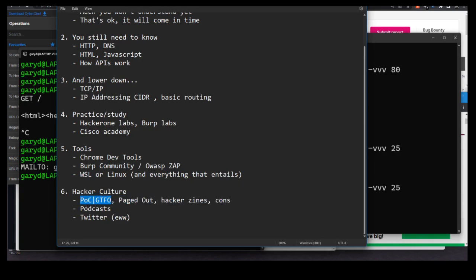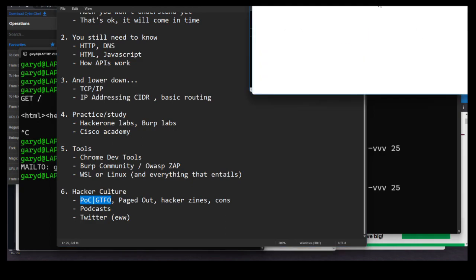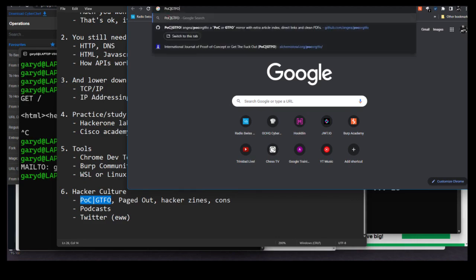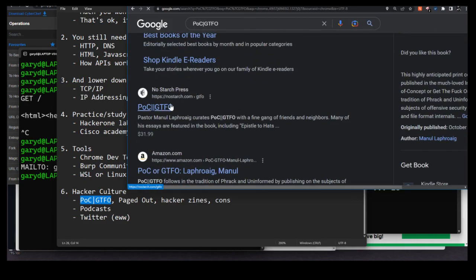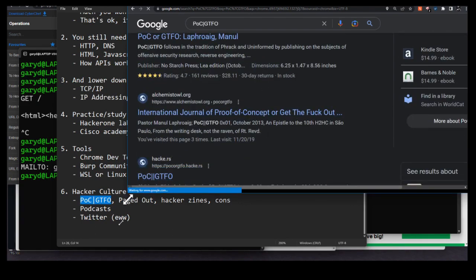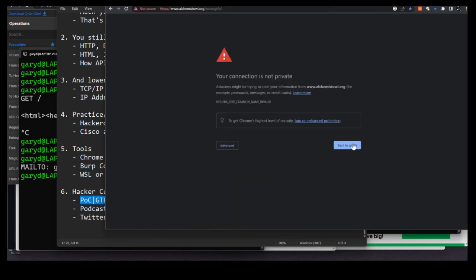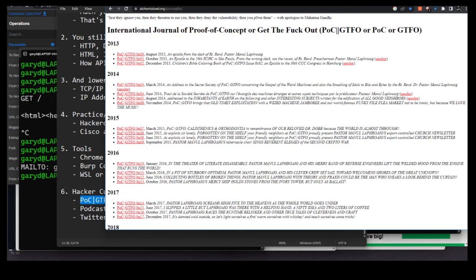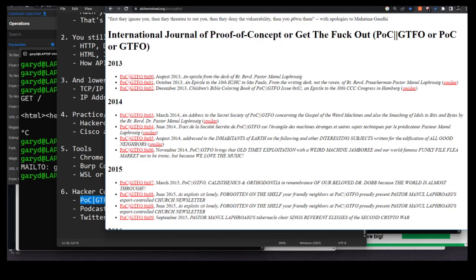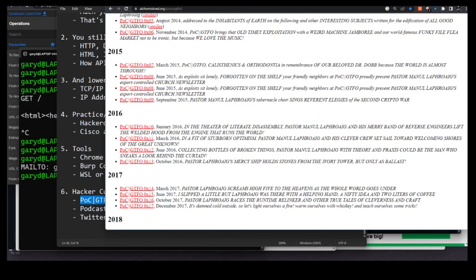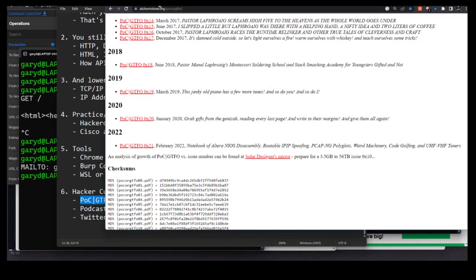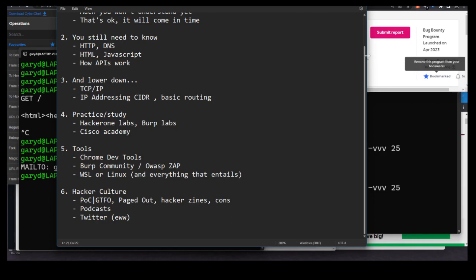Go read PoC or GTFO. I might have mentioned this before. It's good if you're totally overwhelmed by all this technical stuff and need some way to relax and chill out. Something simple and pain-free that I don't have to study. What? Oh, it's Alchemist Owl. They signed their own cert. That's fine. It's called PoC or GTFO. It stands for proof of concept or get the fuck out. It's a great hacker zine. I like it. It is usually extremely technical, but it's fun. It's technical in a fun way. It's a way to take a break from the technical stuff without actually taking a break from anything technical.